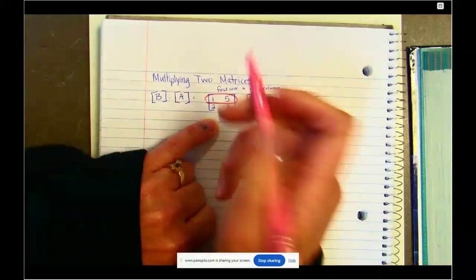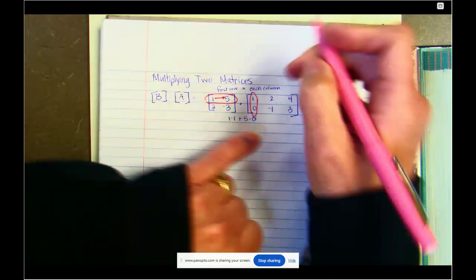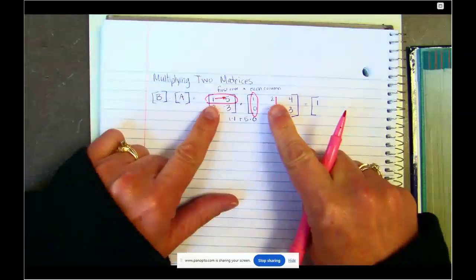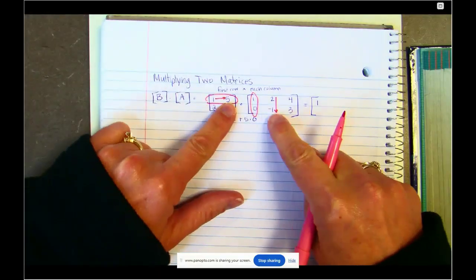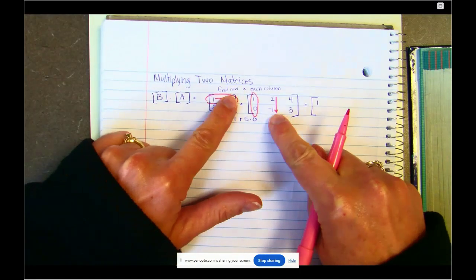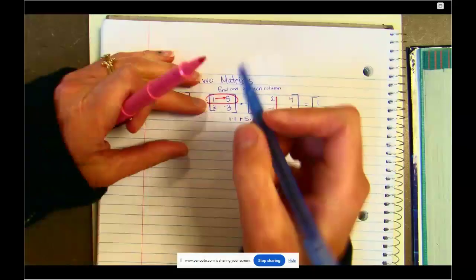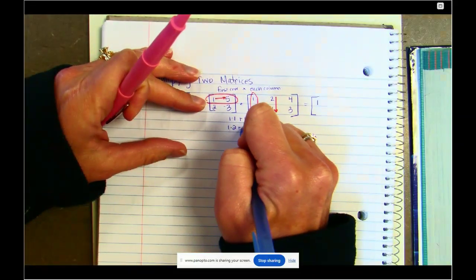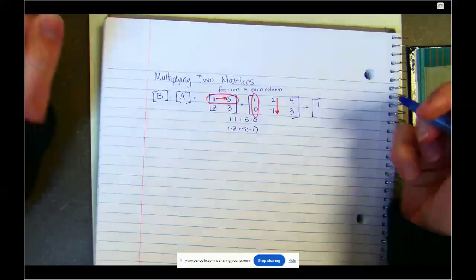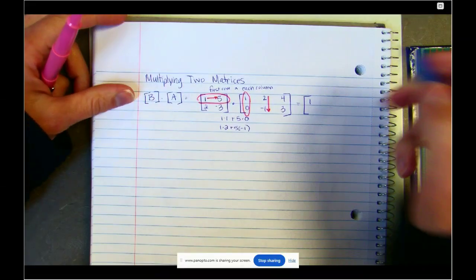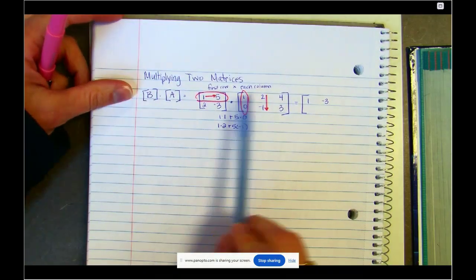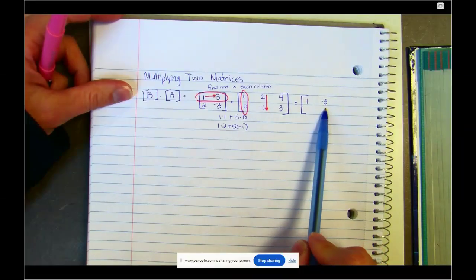Okay, now I'm going to do this again. So I'm going to take this row and multiply by the second column. So I'm multiplying 1 times 2 and 5 times -1. Okay, so in order, firsts, seconds, and then add them together. So it's 1 times 2 and 5 times -1, which gets you a total of what? -3. That goes in the first row, second column, because right here, first row, second column.